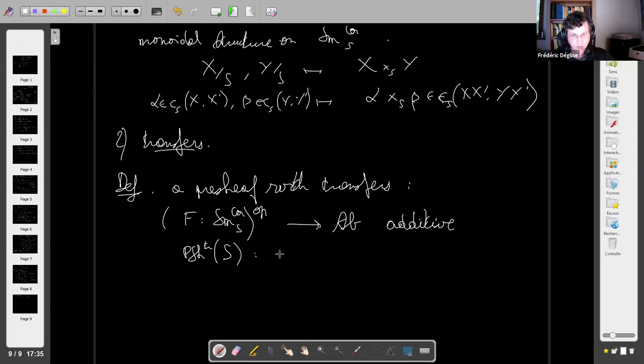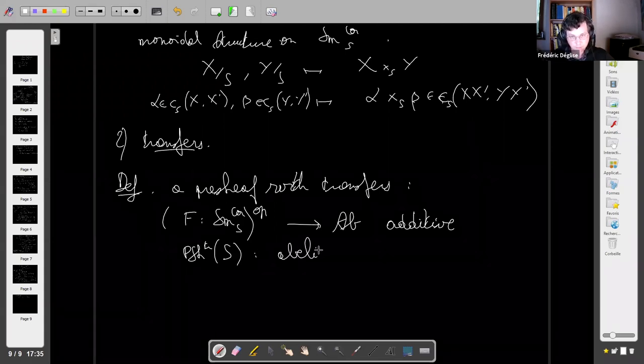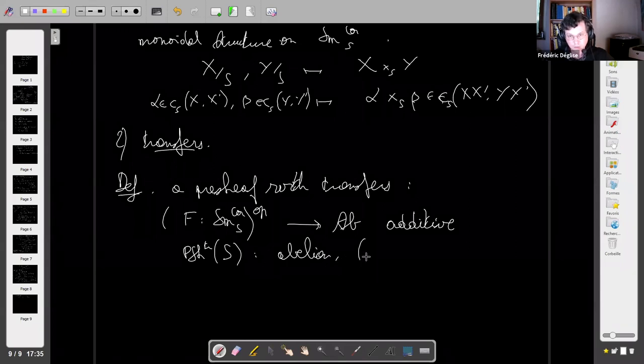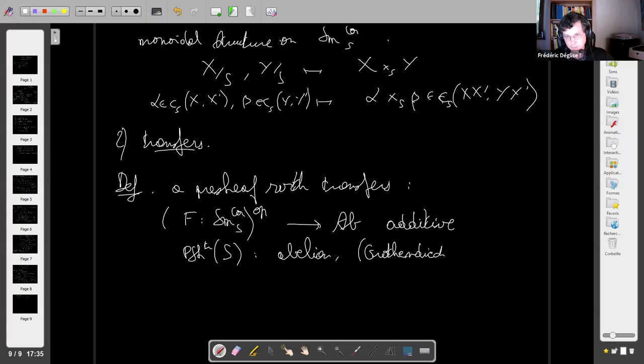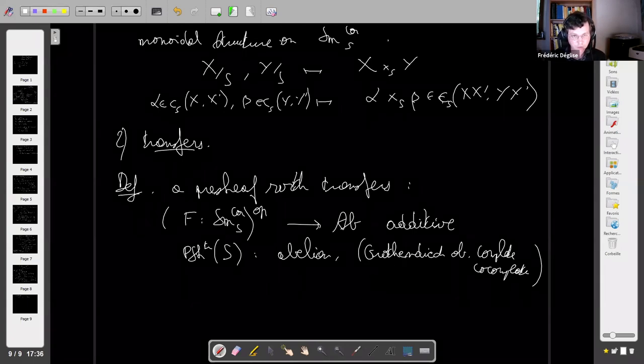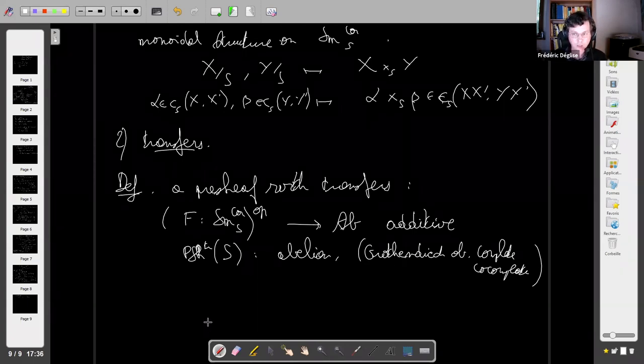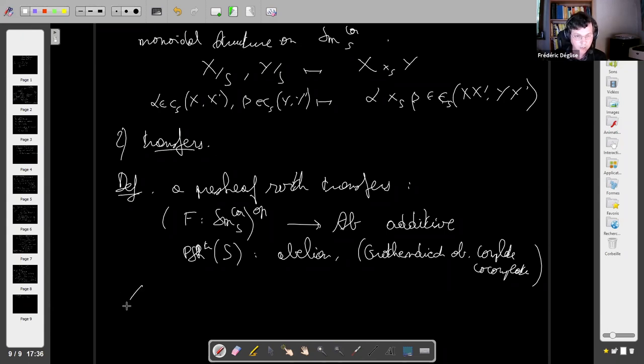And this category here has the advantage to be abelian. And actually, it's even Grothendieck abelian, complete and co-complete. So meaning it admits limits and co-limits, and Grothendieck abelian implies that it admits injective resolutions, for example. So it's good to do homological algebra, and we still have a Yoneda embedding, which here is the following.